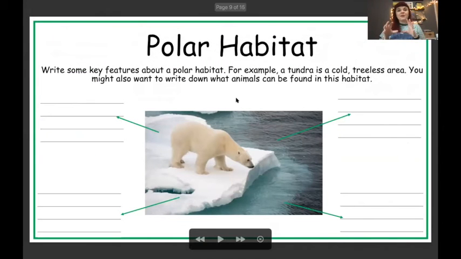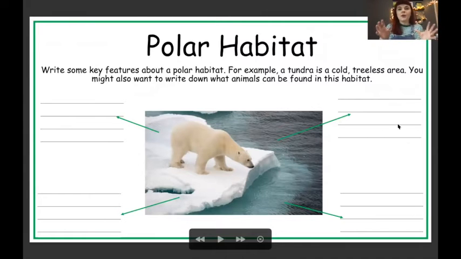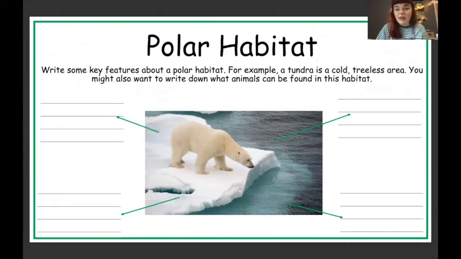Now, again, we've got a similar sort of setup to what we did to the desert habitat. I've given you a picture of a polar habitat and I'd like you to write 4 of your favourite facts about the polar habitat around them. It could be about the animals that live there and how they've adapted to live in that surrounding. It could be about the temperatures, whatever you like. Off you go.